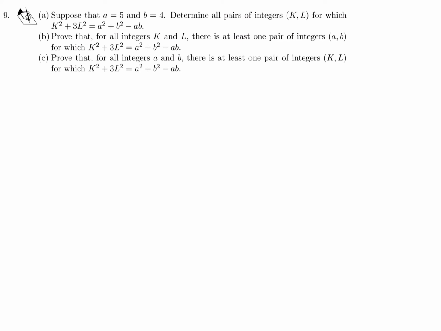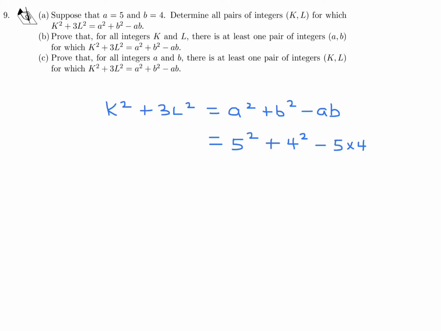Suppose that a is equal to 5 and b is equal to 4. Determine all pairs of integers k, l for which k squared plus 3l squared is equal to a squared plus b squared minus ab. Well, they've given us values for b squared and a squared, so that's 5 squared plus 4 squared, and then this is 5 times 4. So this is 25 plus 16 minus 20. So that looks to me like 21. So we have to just find integer solutions for this expression.